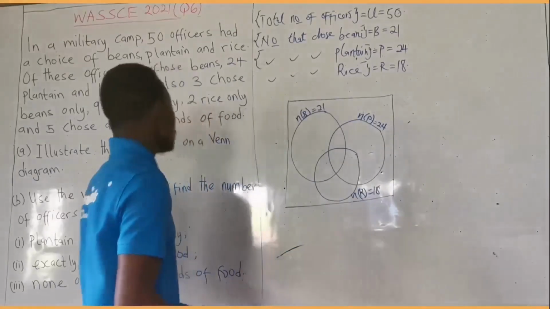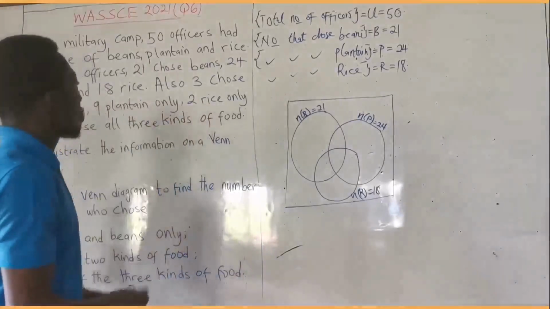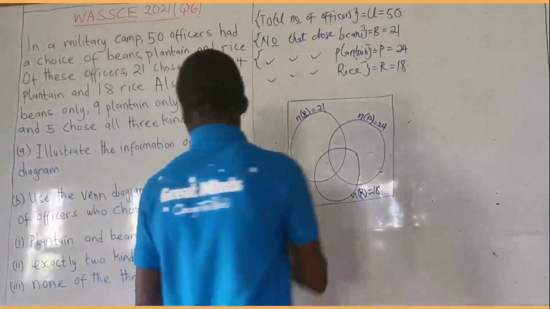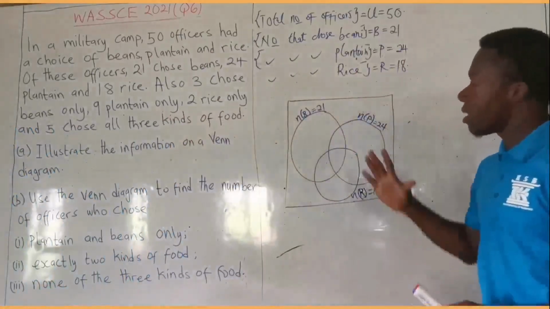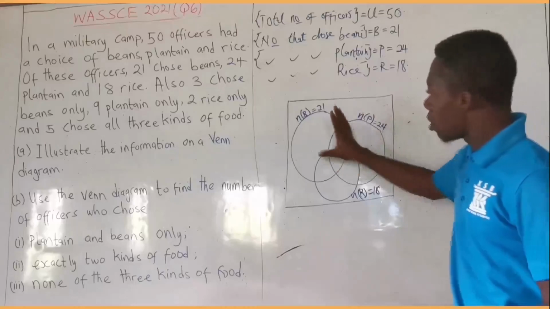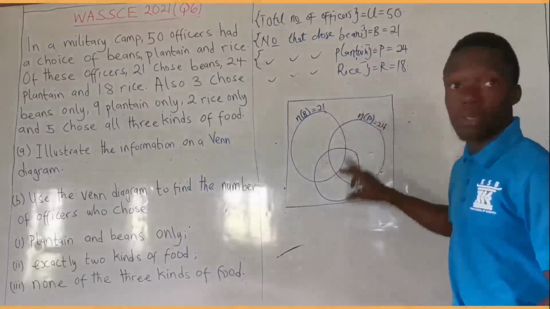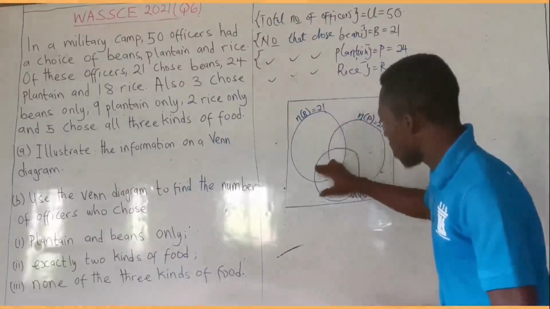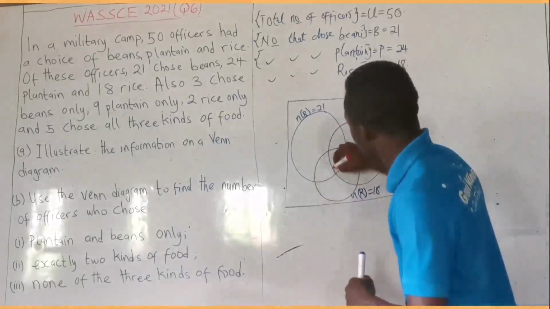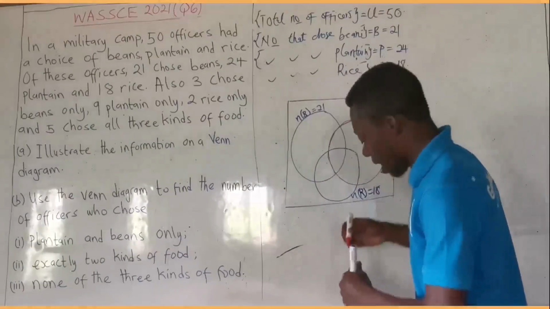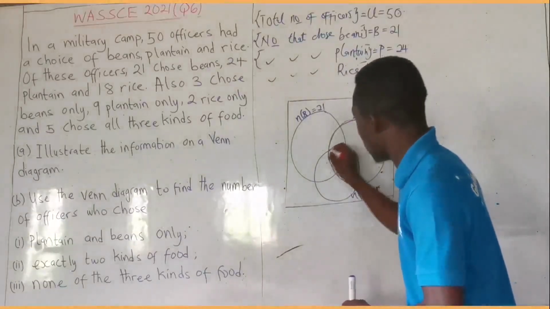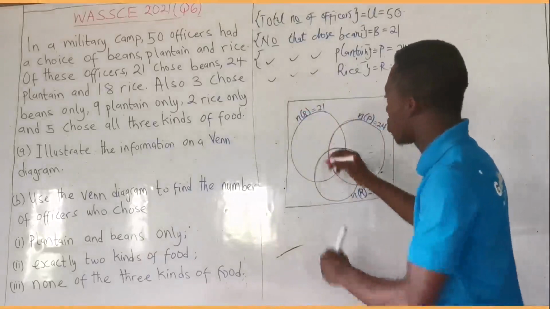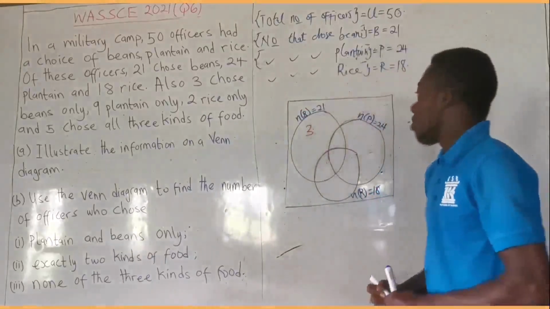So at this stage, realize that the question told us that 3 chose beans only. Meaning that the one that chose beans only will only be in beans. He cannot be in either plantain or rice, so the person cannot be here, neither can he be on this area. So if the whole of that is taken out, we are left with just this. So we put 3. Then let's continue.